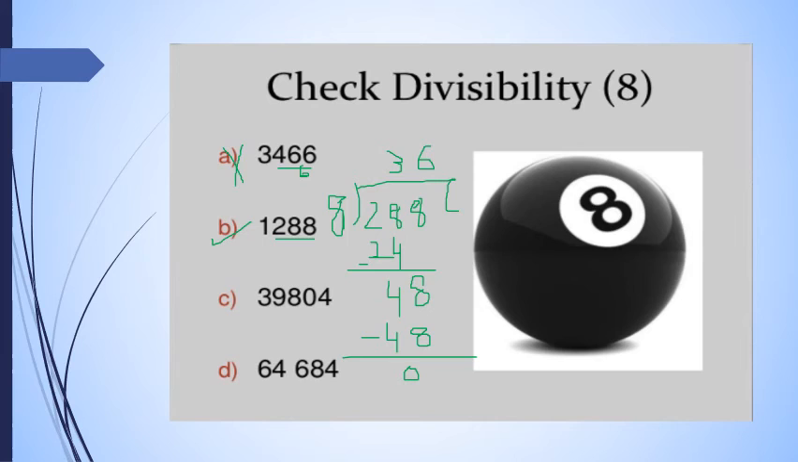Now in 39,804, the last three digits, 804, are not divisible by 8, so we can say that 39,804 is not divisible by 8. Now if you divide 68 by 8, 8 times 8 is 64, remaining will be 4, 4 will come here, it will become 44, and 44 is not a multiple of 8. In this way we can say that D is also not divisible by 8.